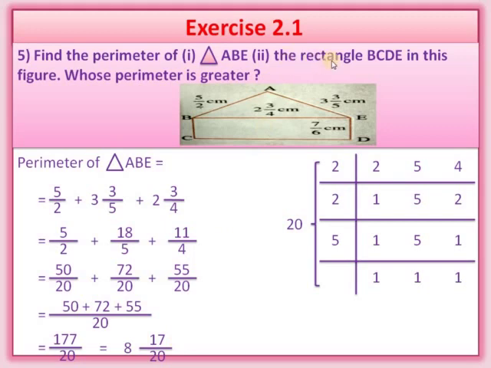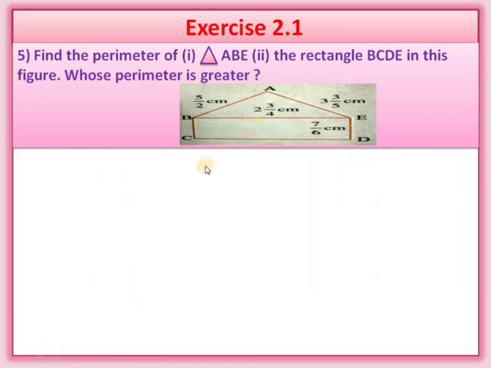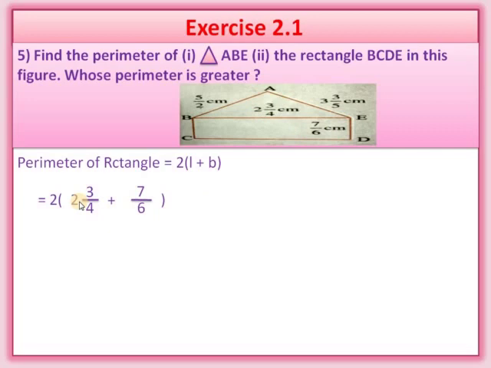Now the second part remaining is the rectangle BCDE. Okay, the perimeter of the rectangle is equal to 2 into L plus B. Okay, now you can see 2 into L plus B, right? So 2 times multiplied by 2 integer 3 upon 4 plus 7 upon 6. Okay, now first we will convert into which? 4 to the 6.